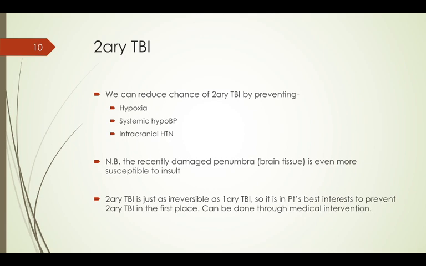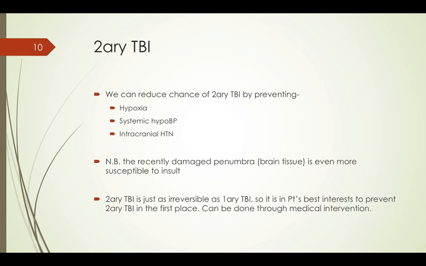Secondary traumatic brain injury, as the name suggests, would occur after the primary stage, and this is something we definitely can prevent. Okay, it has the same sort of dire consequences in the patient. It's just as irreversible as primary, but it's things that we can hopefully prevent. So hypoxia, systemic hypotension, intracranial hypertension, these are things that we can potentially look into.